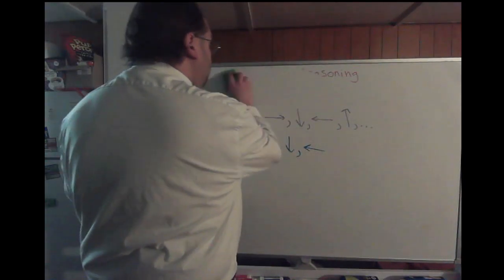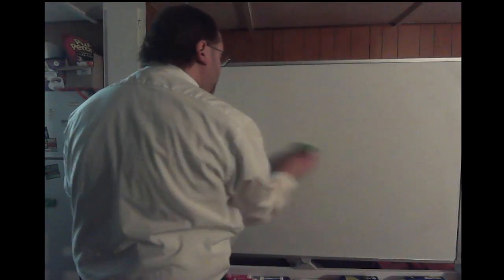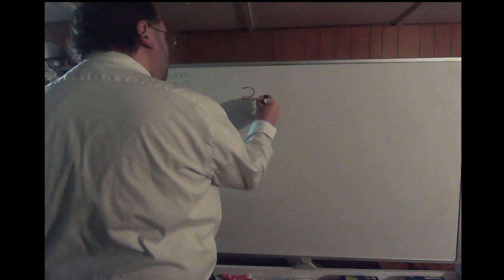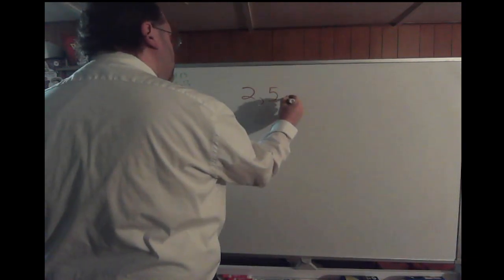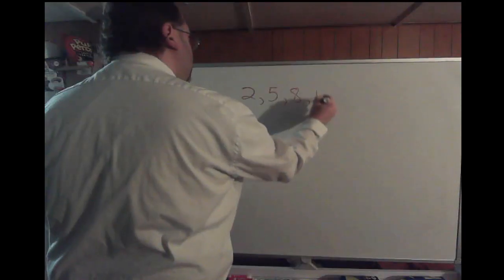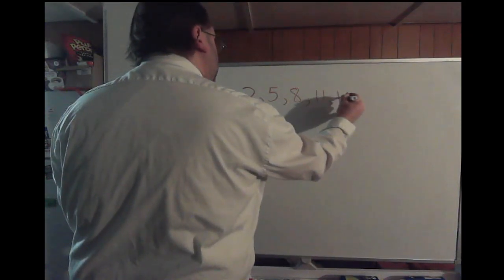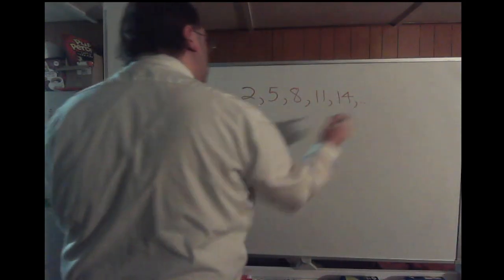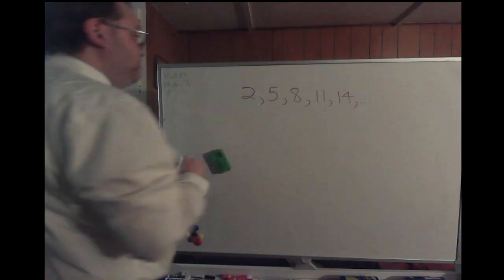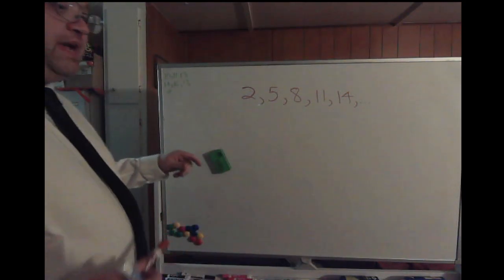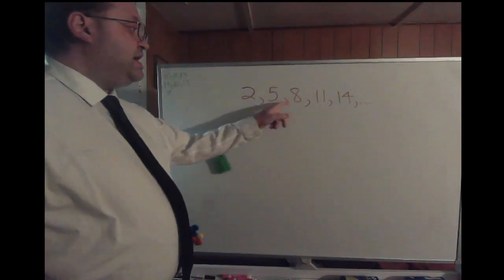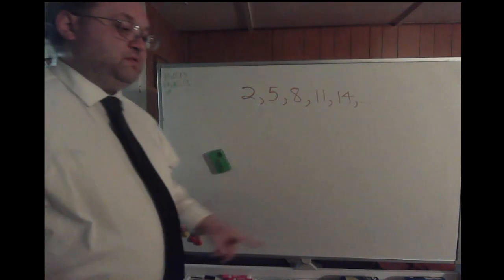However, we also work with numbers. We do work with numbers here. So let's break out some numbers. Let's start with 2, 5, 8, 11, and 14. Okay. So we have a pattern of numbers here. We have 2, then 5, then 8, then 11, then 14.